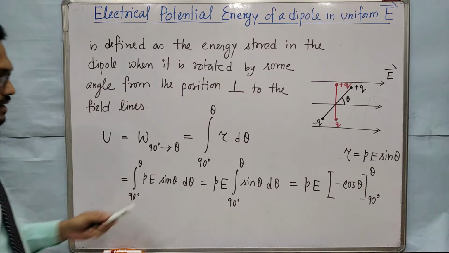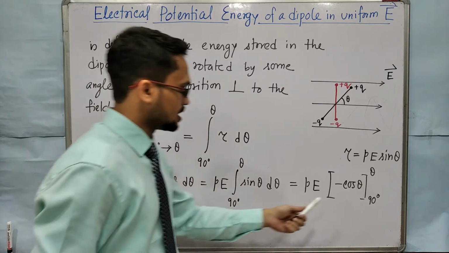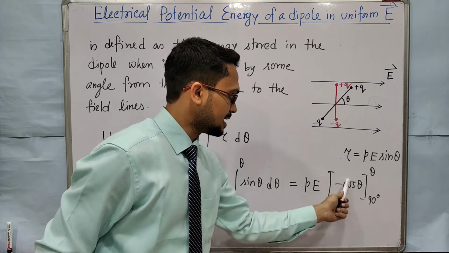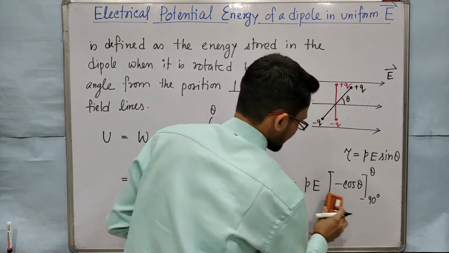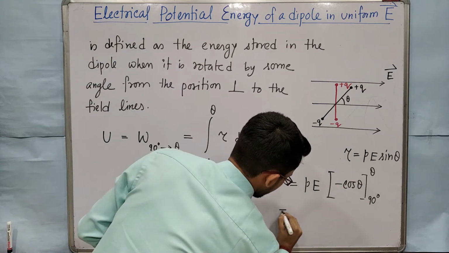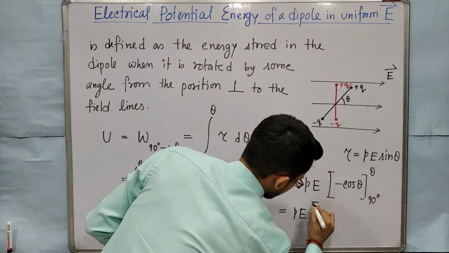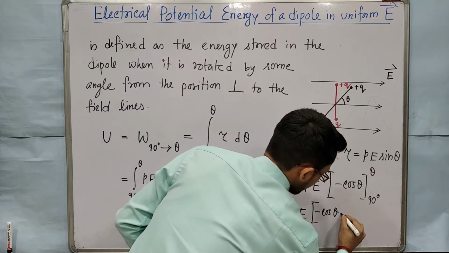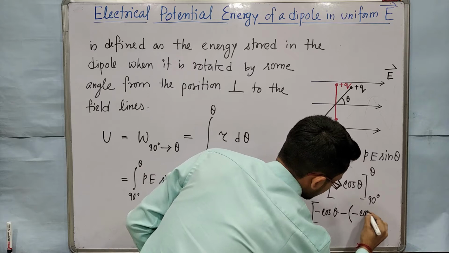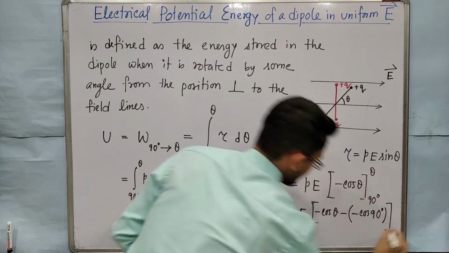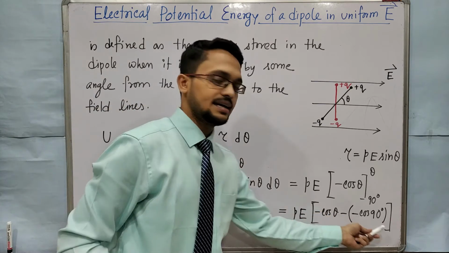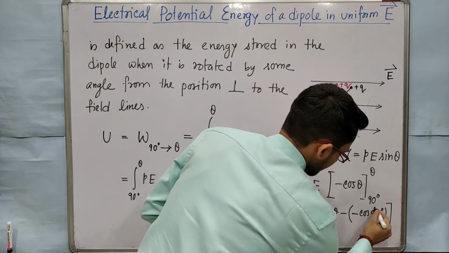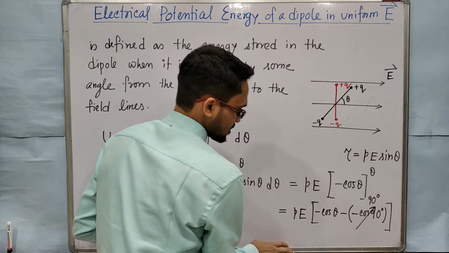Now first we put the upper limit minus the lower limit. So I am writing it here. P E, then the upper limit gives minus cos theta, and then minus of minus cos 90 degrees. Now cos 90 is 0. So cos 90 is 0, so remove this part.